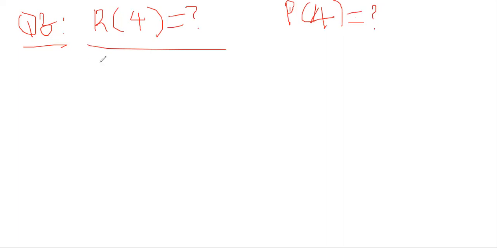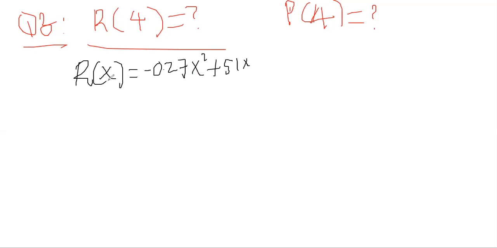And we know that our revenue function is what? R of x equals to minus 0.27 x raised to the power of 2 plus 51x. So what this means, just remove this, put 4 there, remove this, put 4, and here also as well. So here also is the same logic, the same concept.